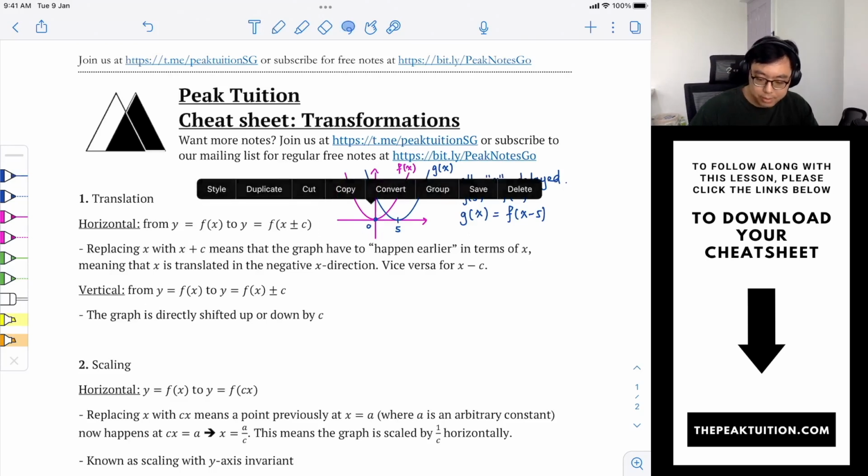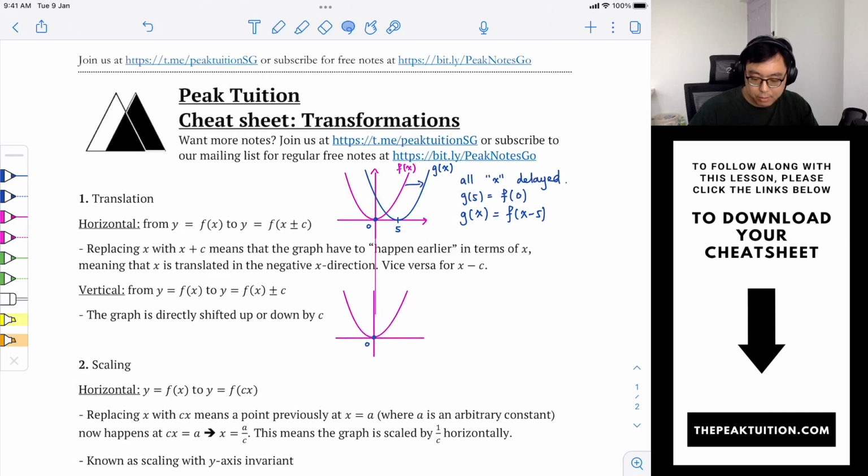So for example, a simple example will look like this. Let's say it translates upwards. Then this is simply just a matter of y equals f(x) plus c, where this is c.